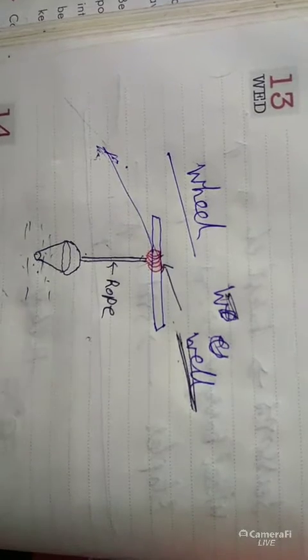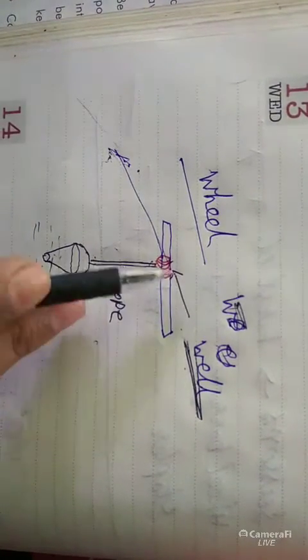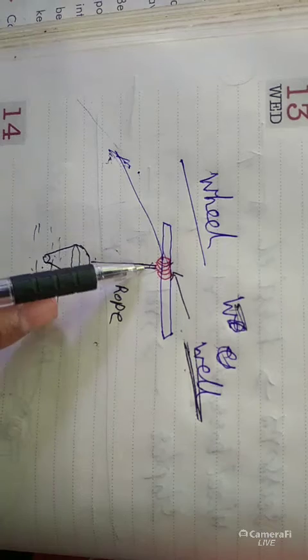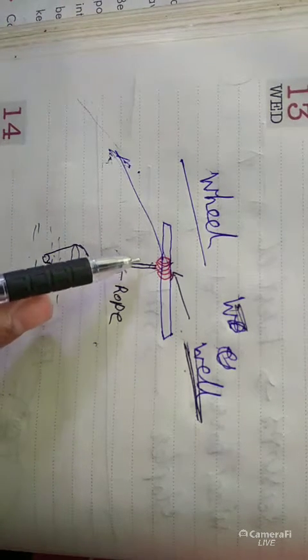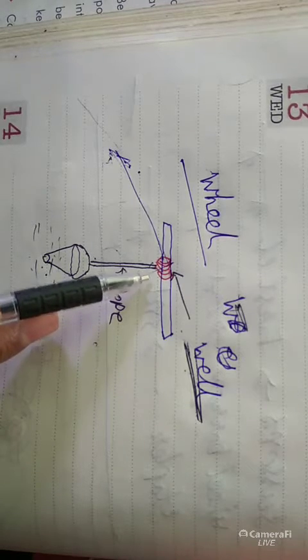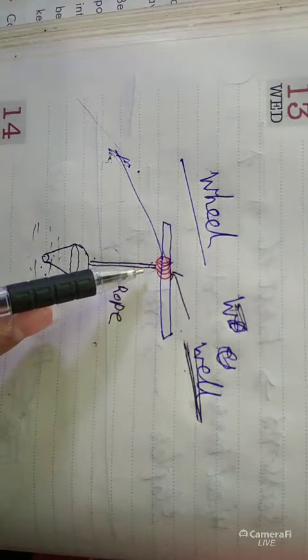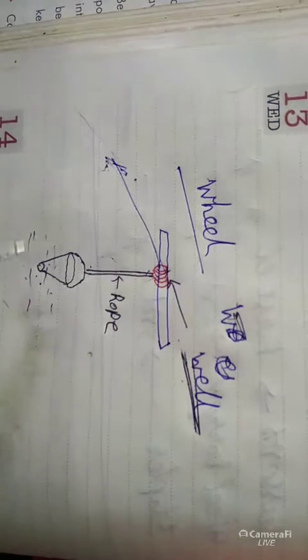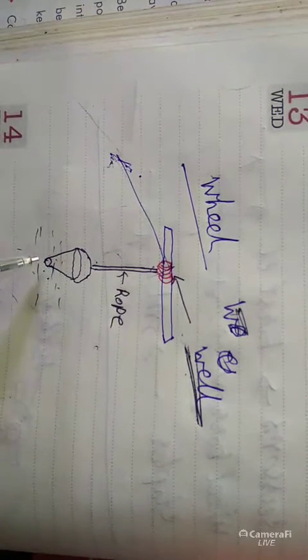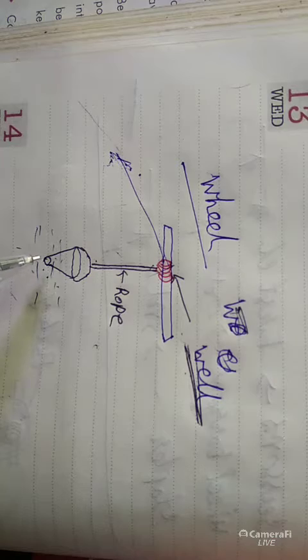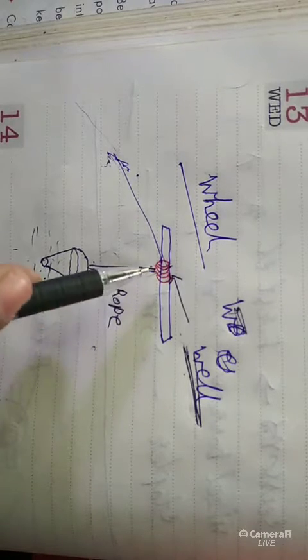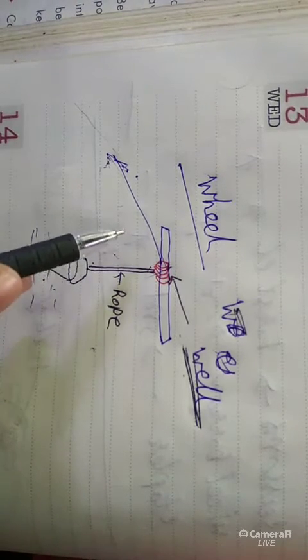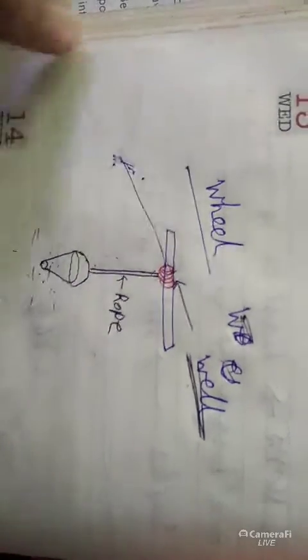Let's think, if we do not use this wheel, that means the pulley, what will happen? It is more difficult to collect the water from the soil. That's why we use a pulley. It helps us easily draw water from the soil.